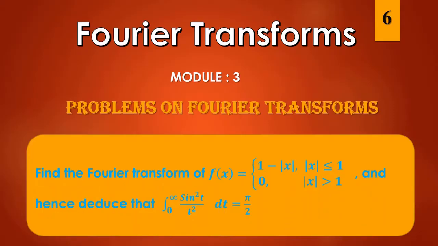In today's class, we'll learn about the problems on Fourier transform. The problem is: find the Fourier transform of f(x) = 1 - |x| where |x| is less than or equal to 1, and 0 where |x| is greater than 1, and hence deduce that the integral from 0 to infinity of sin^2 t / t^2 dt is equal to pi/2. The solution of this problem we'll see now.